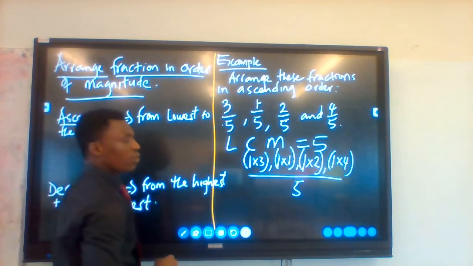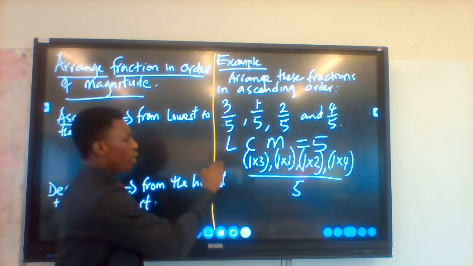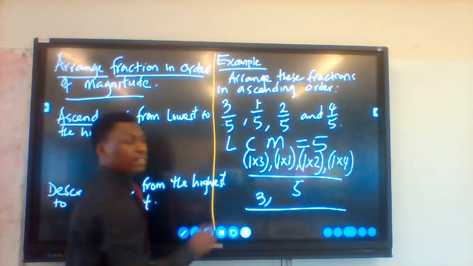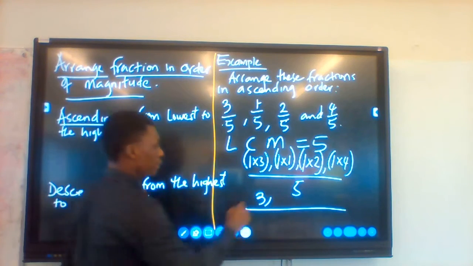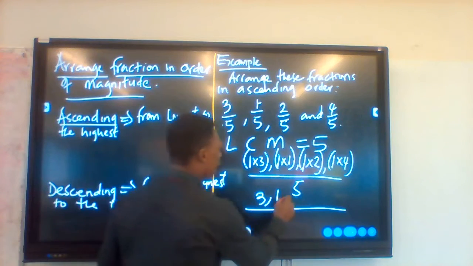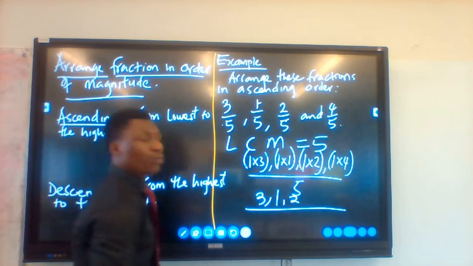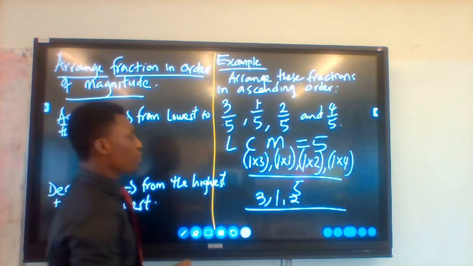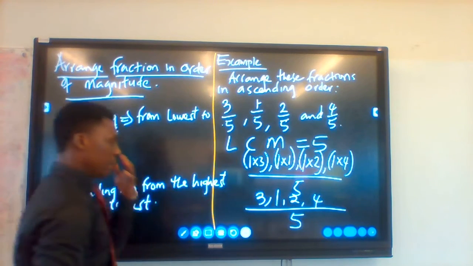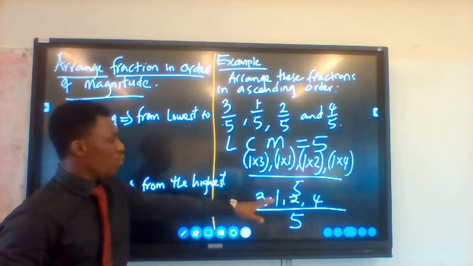Let's multiply. 1 times 3, that will be 3. 1 times 1, 1. 1 times 2, we have 2. And what will be 1 times 4? Brilliant. 1 times 4 is 4. Everything over 5. Then we can arrange. You can see 3, 1, 2, 4.